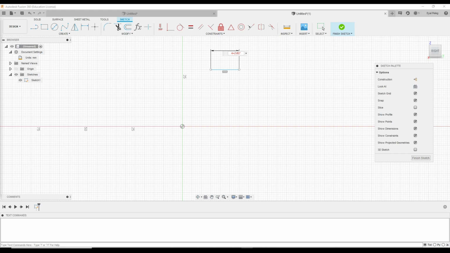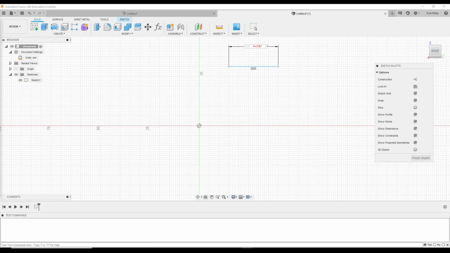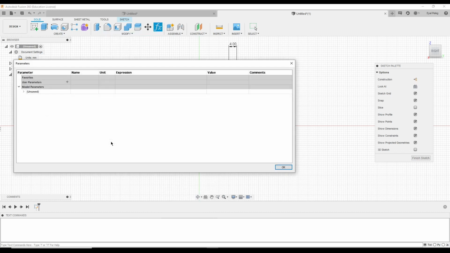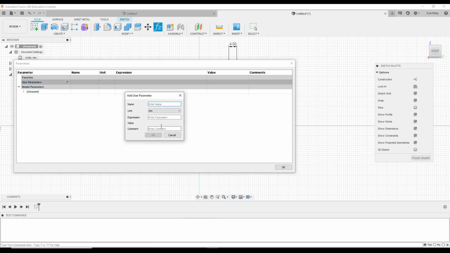But before this, I want to say a few words about units in general and then about units in Fusion. So units are basic quantities of the thing being measured. So what are we measuring? We can measure time, we can measure weight, we can measure length, we can measure currency. We can see within Fusion, if we go to modify, change parameters, and we add a user parameter, we have an option to pick the unit of that parameter.